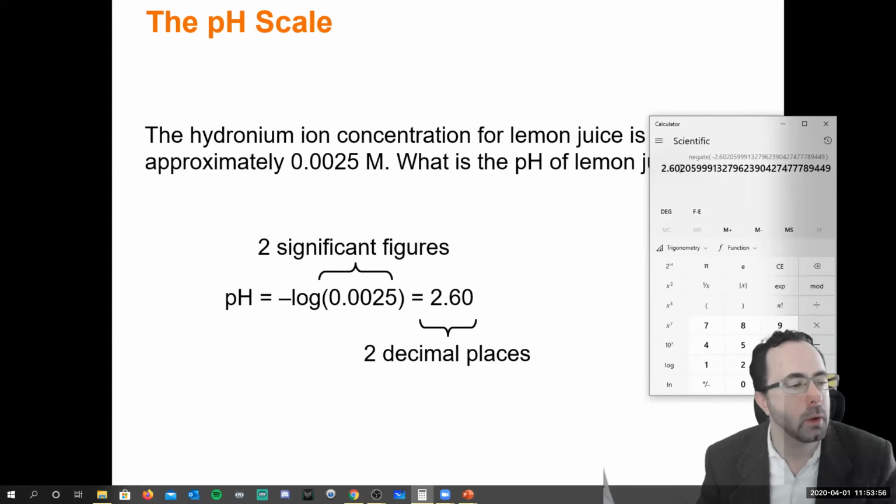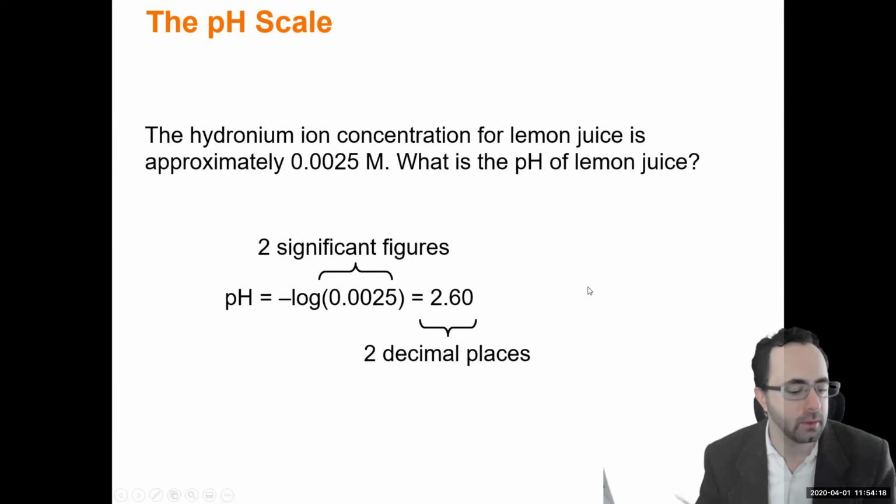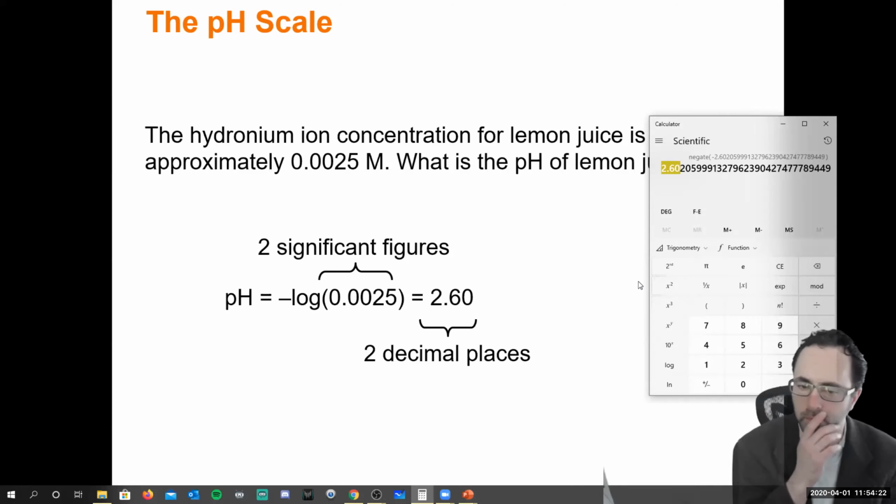And so when I write my number now, I have to look at how many sig figs. This has 2 sig figs, the 2 and the 5. Front zeros are never significant. So I round my number so that it has 2 after the decimal. 2.60 is the pH. So that's how we'll calculate pH if we have the hydronium concentration. But a big part of what we're going to do for weak acids is going to be to try to find the hydronium concentration.